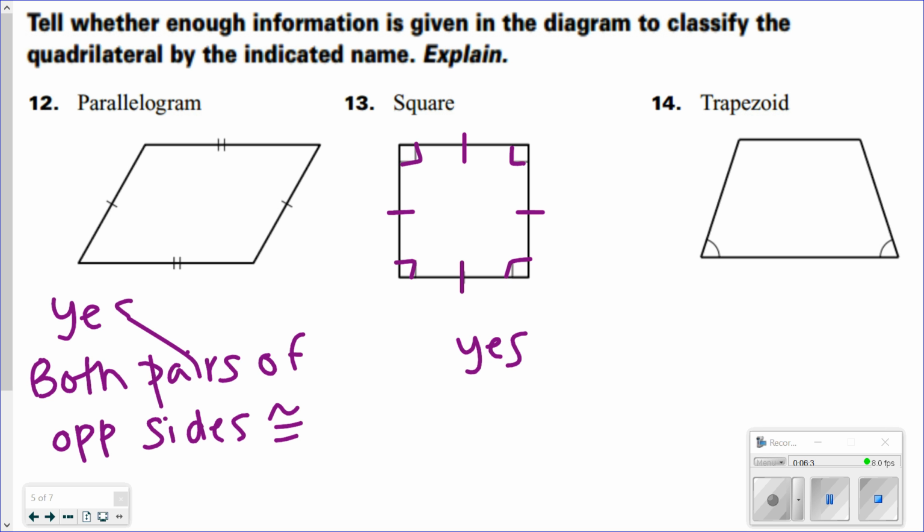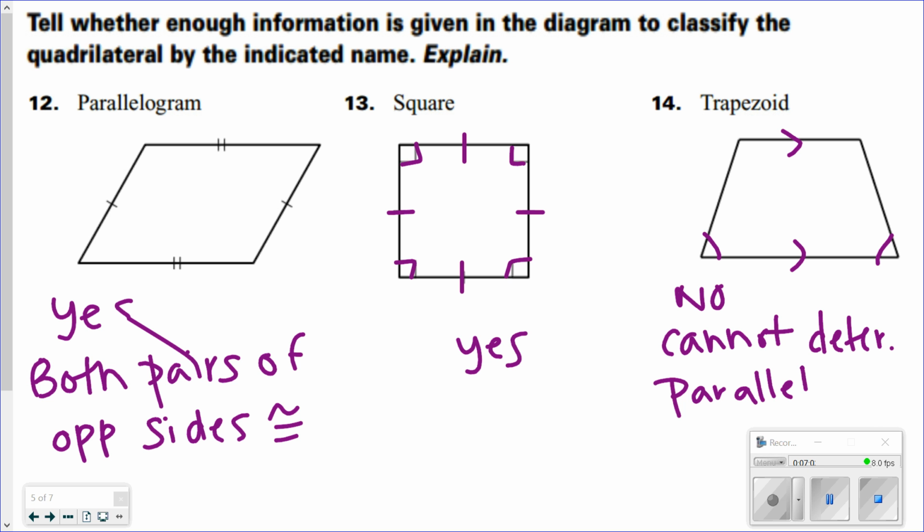Number 14, is this enough information to prove that this is a trapezoid? Yes or no? The answer is no. It does tell us that we have base angles that are congruent. However, we do not know that this side and this side are parallel. That's something important to be able to prove that this is a trapezoid. So no, cannot determine parallel sides.